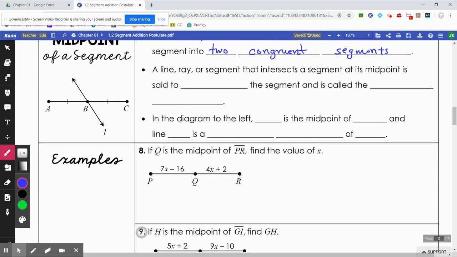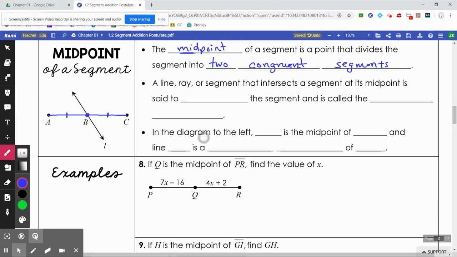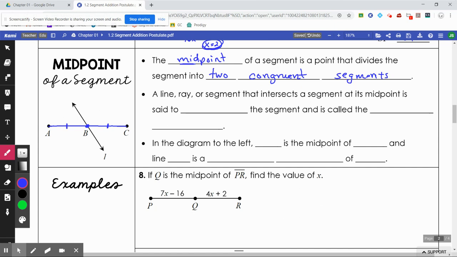Now let's go over here and look at our drawing. If we're talking about line segment AC, B is the midpoint. It's the point that's in the middle. So therefore, since B is a midpoint, it makes AB and BC the same length. The distance from A to B is the same as the distance from B to C. That's why this is in the middle. So a midpoint will divide a segment into two congruent segments.